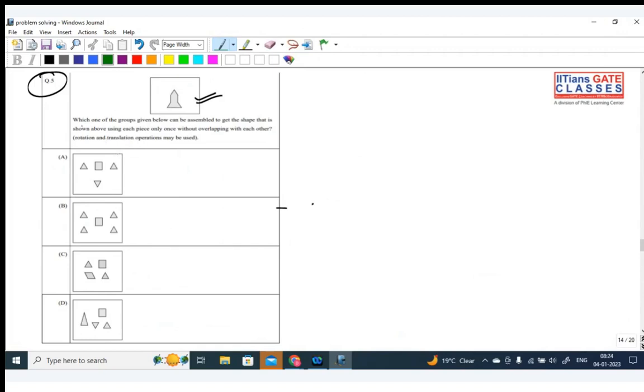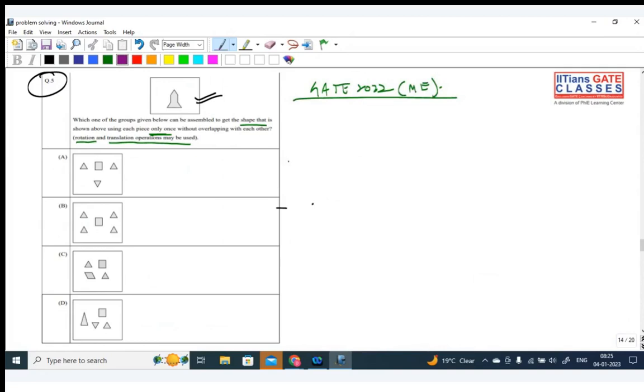So what is the question here? Which one of the following groups given below can be assembled to get the shape that is shown above, using each piece only once, without overlapping with each other, and rotation and translation operation may be used. Rotation, you can rotate it. It is one of the very easy questions, which you can solve by thinking only. This question was asked in GATE 2022 in ME paper, that is in mechanical engineering.